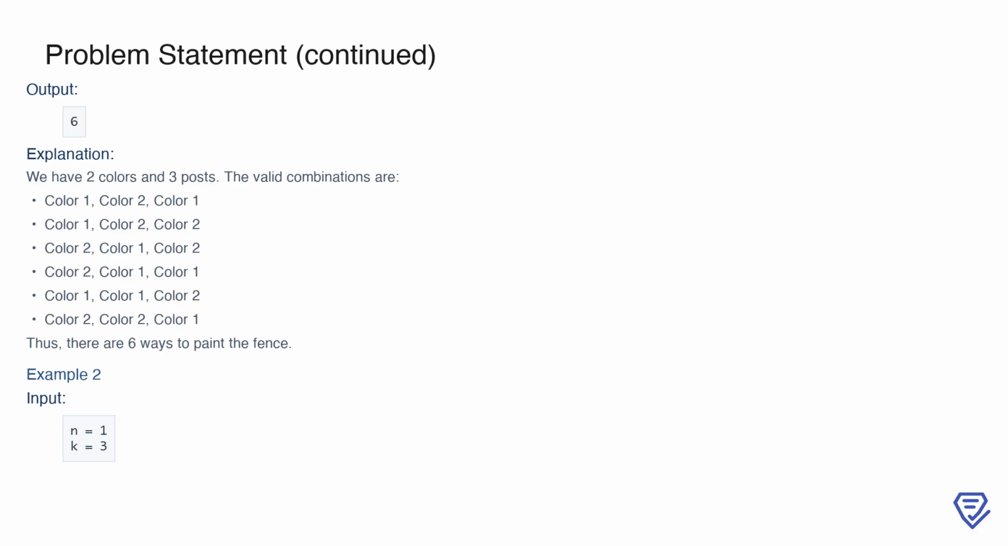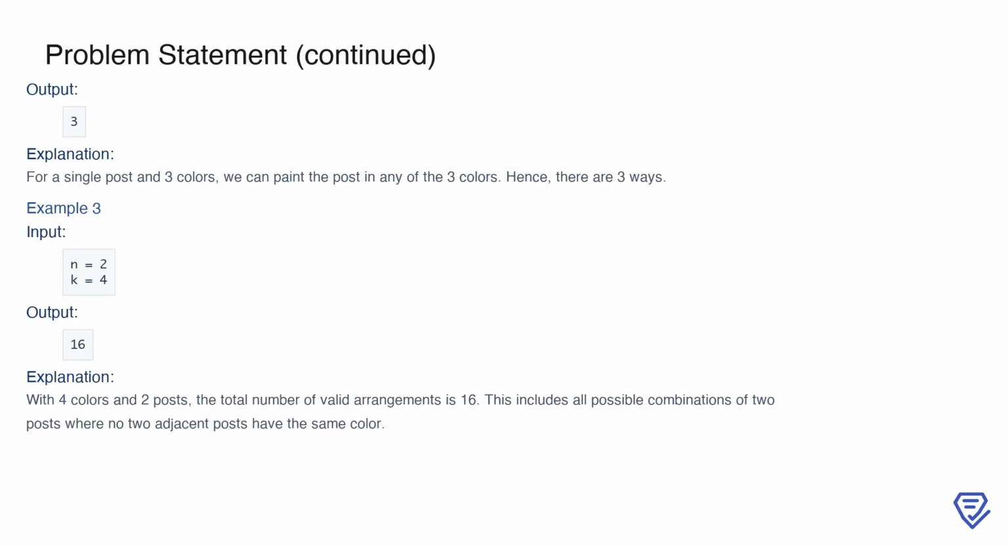Similarly, for the input n equals 1 and k equals 3, the output is 3 because with just one post, we can paint it using any of the 3 available colors. Now, when n equals 2 and k equals 4, the output is 16. This result accounts for all possible arrangements of 2 posts with 4 different colors. Since there are multiple colors available, the choices expand significantly, giving us a total of 16 combinations. Here, the explanation highlights the importance of managing adjacency rules while still maximizing the use of the available colors.